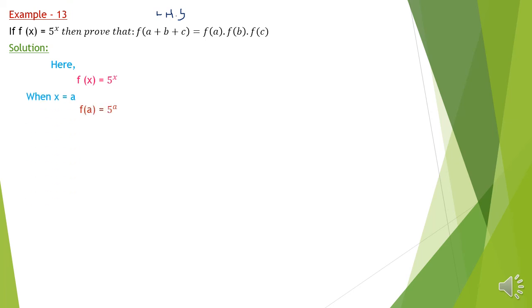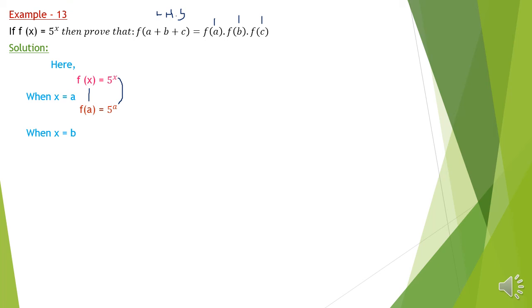We start from the right hand side, sorry. Right hand side, you can see the input here. First input is a, second is b, and third is c. When x is equal to a, then a takes the position of x, that will be 5^a, 5 to the power a. See, a takes the position of x.